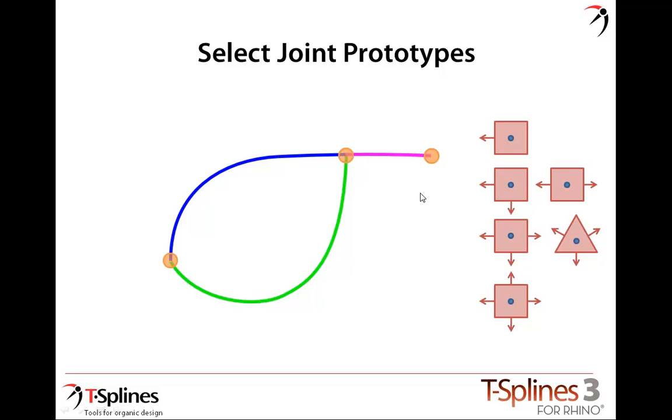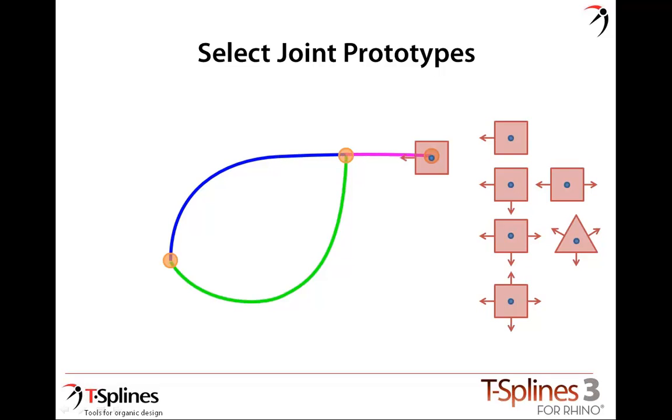So let's consider this joint here. We've got one curve coming off. There's only one option for a prototype that has one curve coming off. So we just move that into place and say that's the joint that we're going to use for that end of that curve. The next question that we have is, here we have a joint that has two curves coming off. And we have two options here to use a prototype.